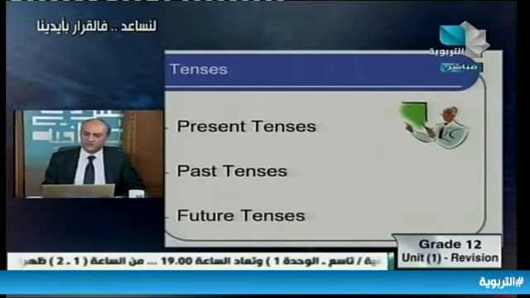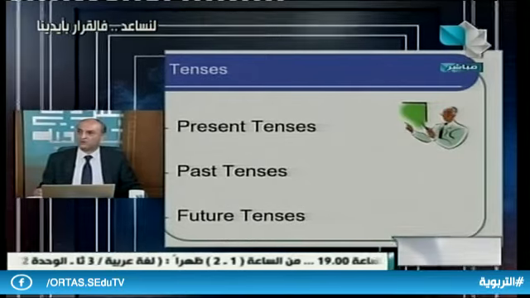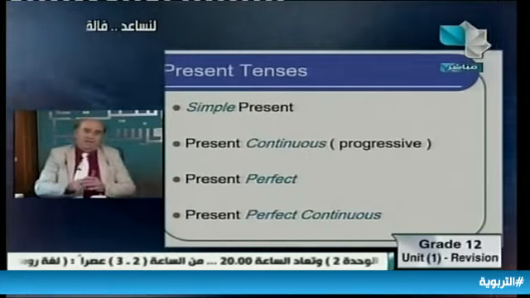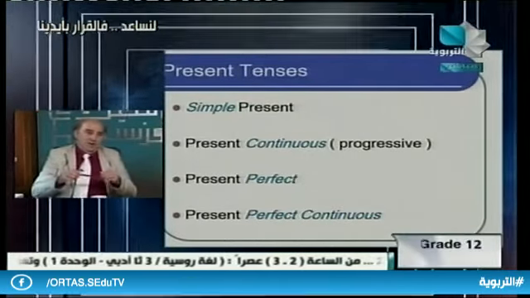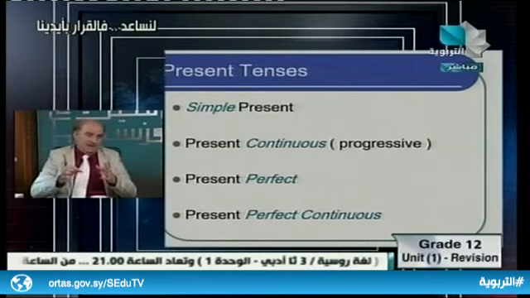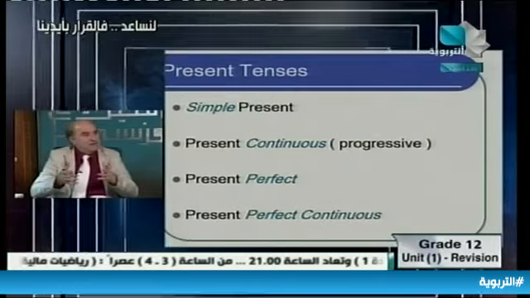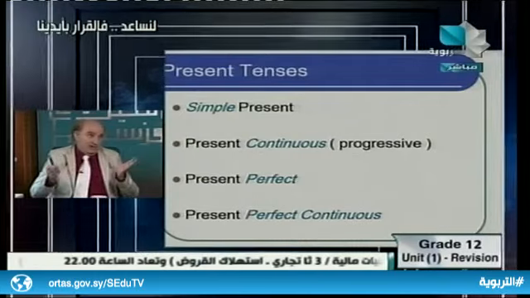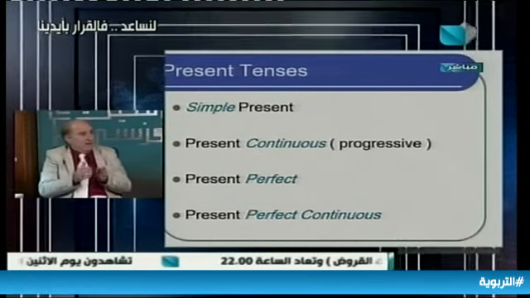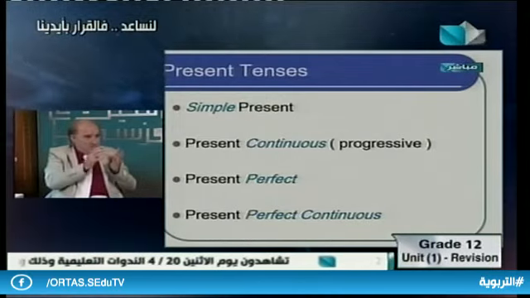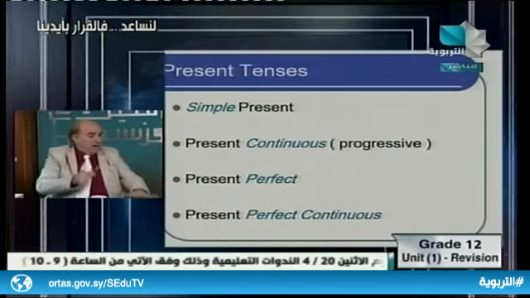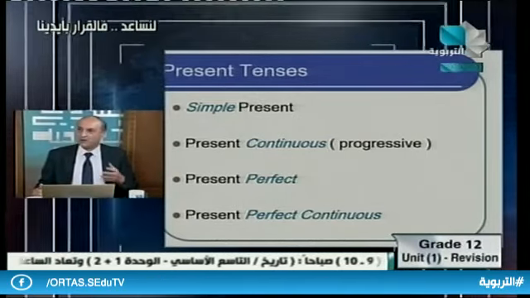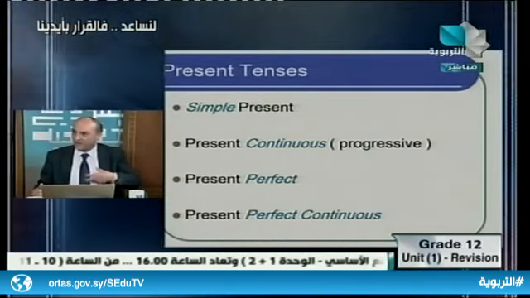Let me start with Mr. Karim. Would you please talk about the present tenses? Yes, in the present, we have a number of tenses. First of all, simple present. Then present continuous, present perfect, and finally present perfect continuous. Our concern now in this seminar should be focused on the perfect, because the grammar found in the book in unit 1 is about the present perfect. The reason why we mentioned the other tenses, Mr.